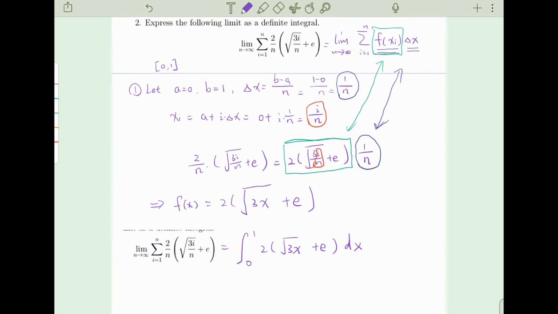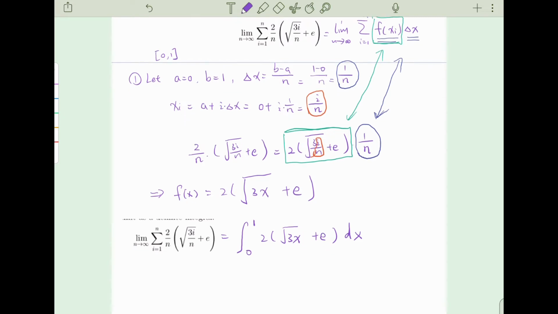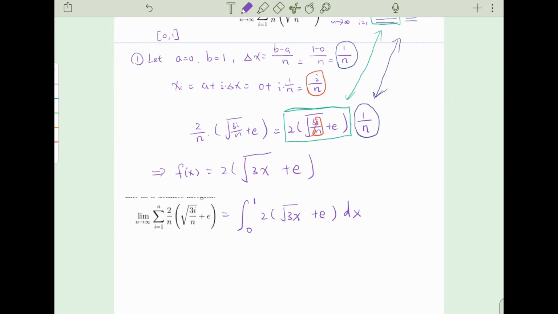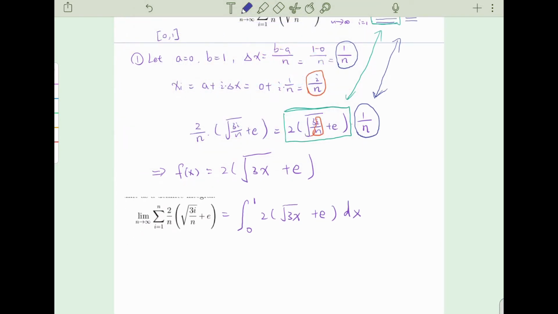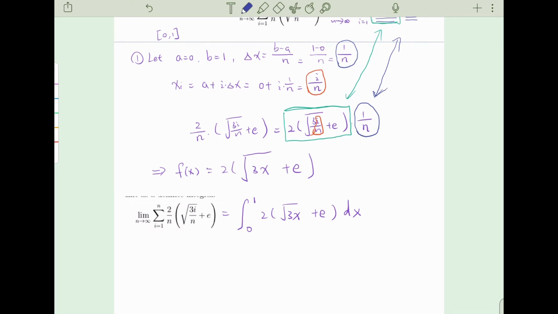A little summary about this: we need to know what the interval is. We also need to know the function. Okay? And if you change the interval, if you choose another interval, the function has to be different in order to fit this expression. So the answer is not unique. Okay. So after this, I'm going to show you an alternative way of writing this.